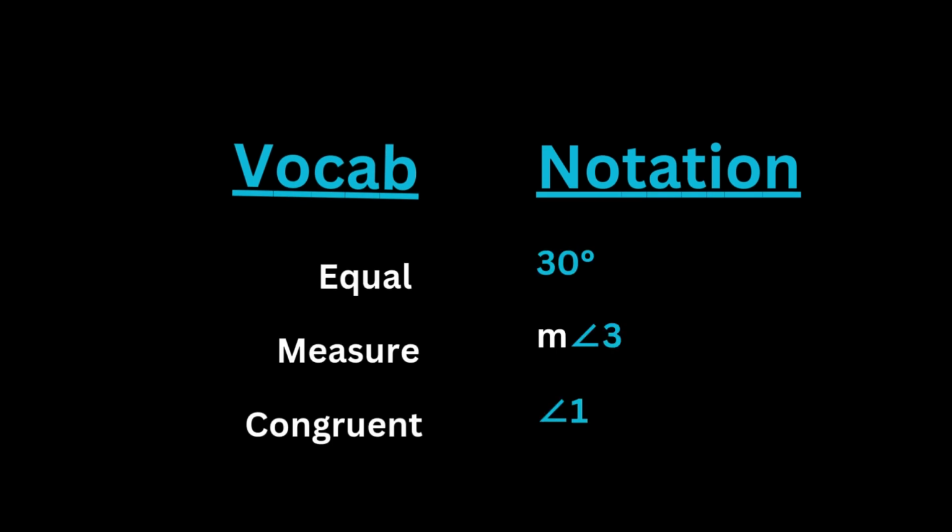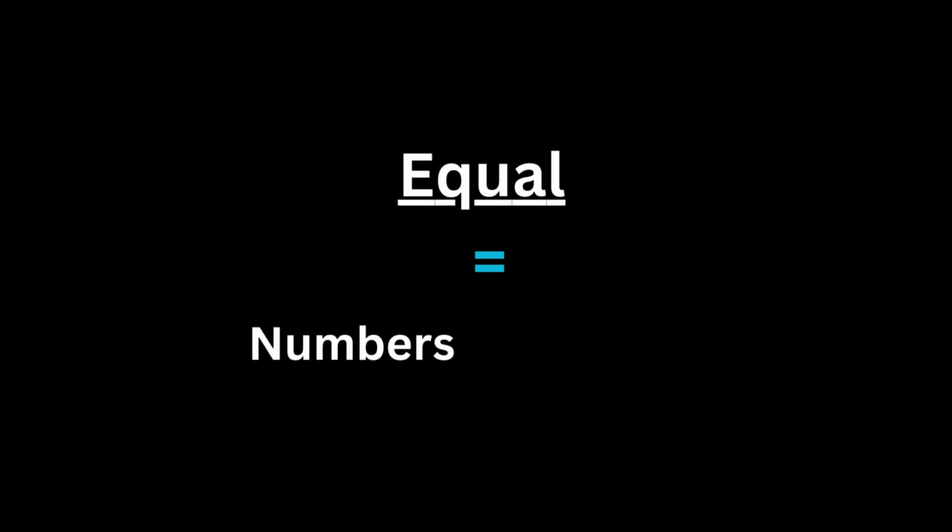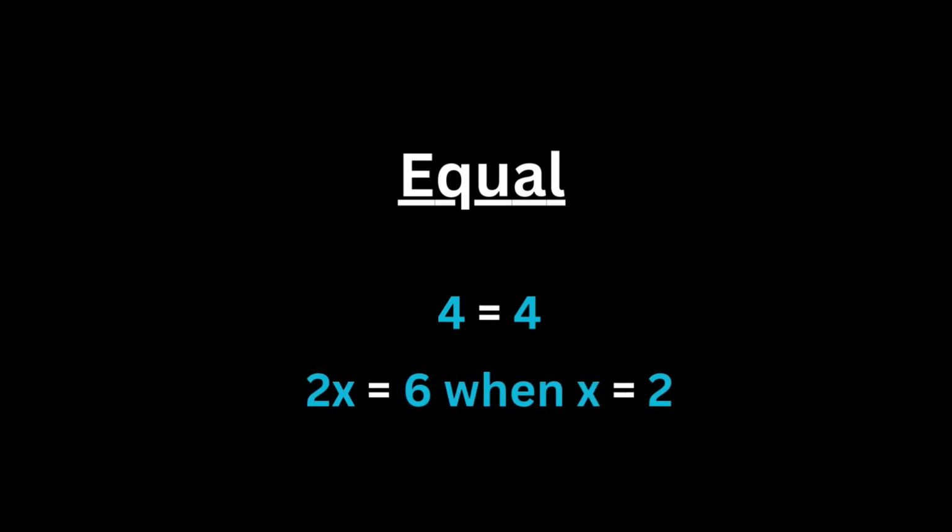Before we jump into discussing vertical and linear pairs, we need to talk about some vocabulary and notation, specifically the way in which we talk about the values of angles and how that is written. In geometry, there are two words that we use often: equal and congruent. When we say that two things are equal, we are generally referring to numbers or variables. For example, 4 is equal to 4, and 2x is equal to 6 when x is equal to 2.